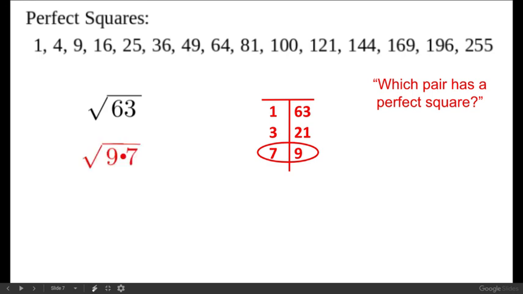So we're going to replace 63 with 9 times 7. The whole point in doing that is because my 9 can cancel. The square root of 9 is the number 3. And then what is left under the radical? It's just that 7. And my answer is 3 radical 7. So hopefully this will help you complete the rest of this form.